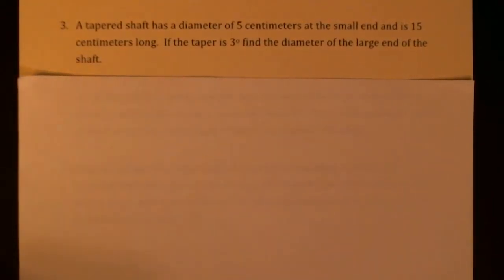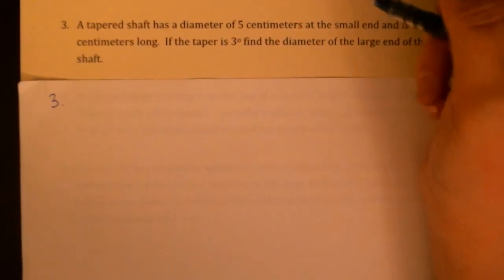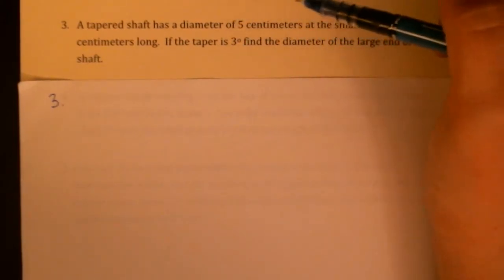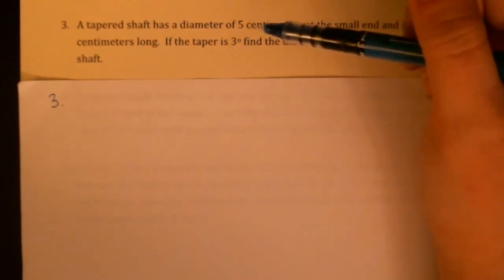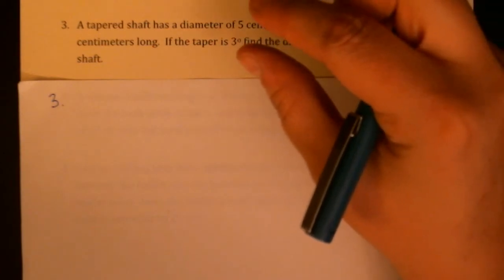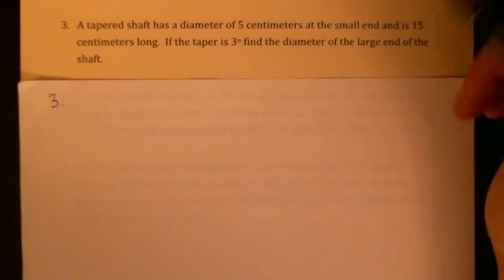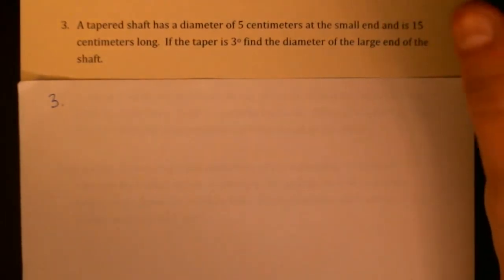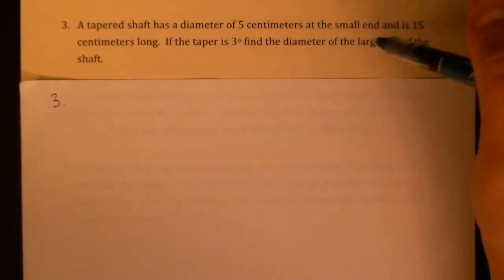Hi everyone, let's continue working on applications involving right triangles. So in number 3, we have a tapered shaft with a diameter of 5 centimeters at its smaller end that is 15 centimeters long. A tapered shaft starts off smaller, it's circular, and it gets gradually wider as you go. So the circle is getting bigger. We're supposed to figure out the diameter of the large end.